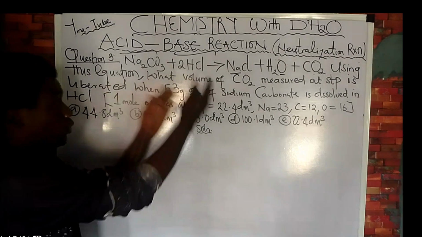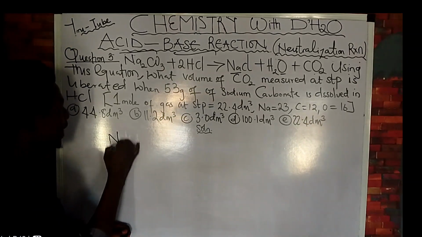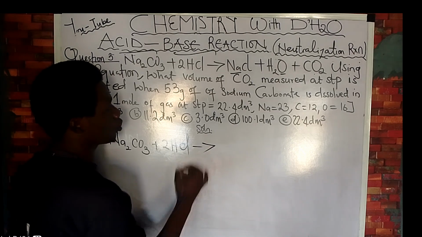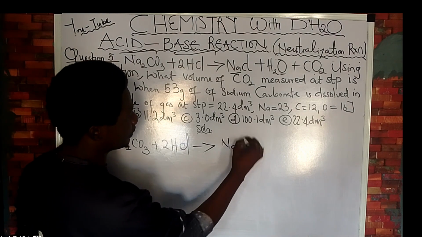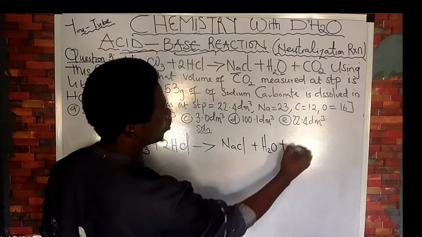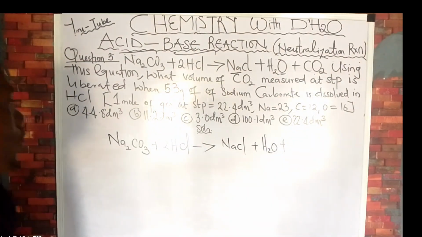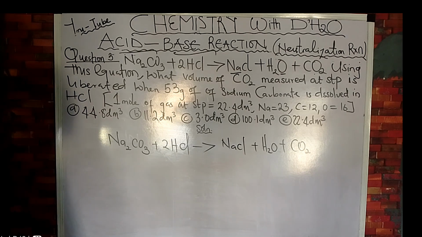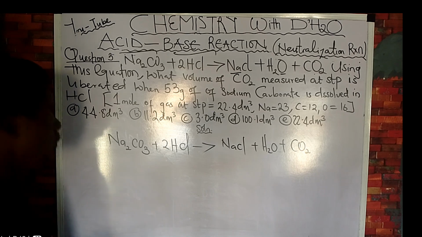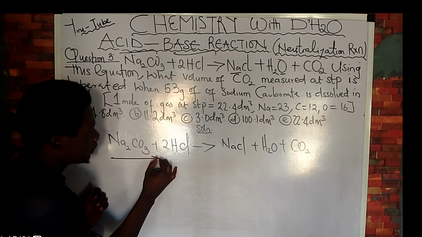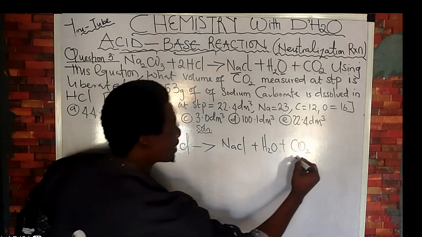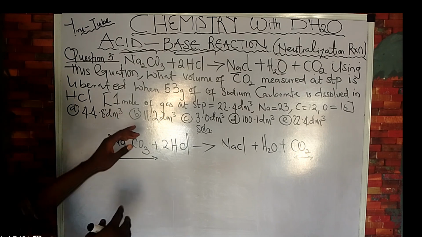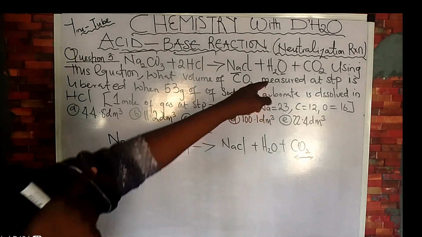Let's bring out the equation for the reaction again. So we have Na2CO3 plus 2 moles of HCl will give us 2NaCl plus H2O plus CO2. I guess the equation is balanced, okay? Now let's look at this question very well. Wow, this is interesting because the question wants us to focus on the mass of this that we produce, carbon dioxide. Check it out again. They said using the equation, what is the volume of carbon dioxide measured at STP? Look at the board.